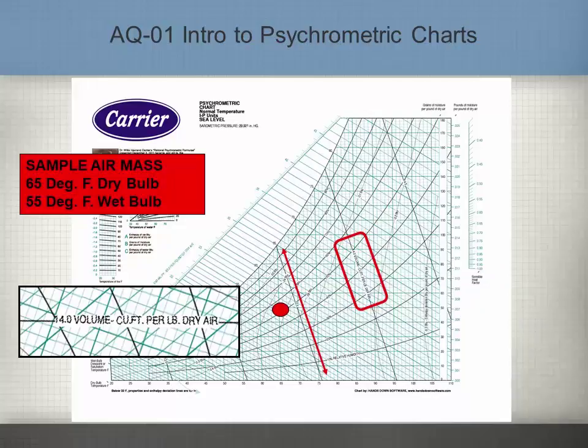From this point of intersection, we find a diagonal line in the approximate center of the graph. This line provides the actual volume of the air mass. Although the point of intersection is not laying on top of this line, we can estimate the air mass's volume. In this example, we see this air mass as having a volume of 13.4 cubic feet.